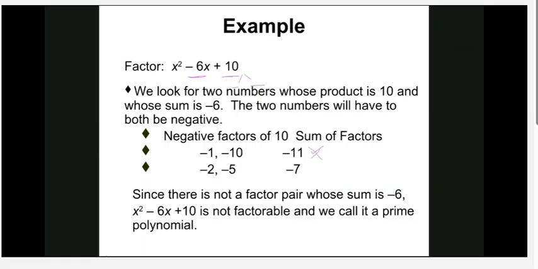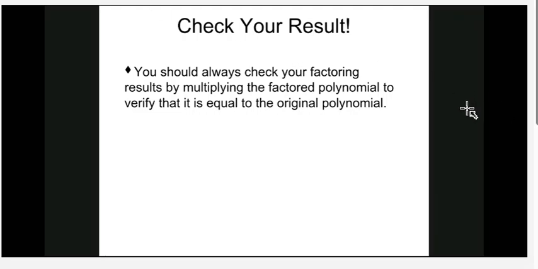If we have a negative 2 plus negative 5 is negative 7. So there's no way you're going to get a negative 6 in here. That means we exhaust all the possibilities. So that means this one is a prime polynomial. Okay, it's a prime. We cannot factor this into two real numbers in here. So you can always check your factoring results by multiplying the factored polynomial to verify that it is equal to the original polynomial. So you do the multiplication, you can check whether your factoring is correct or not.